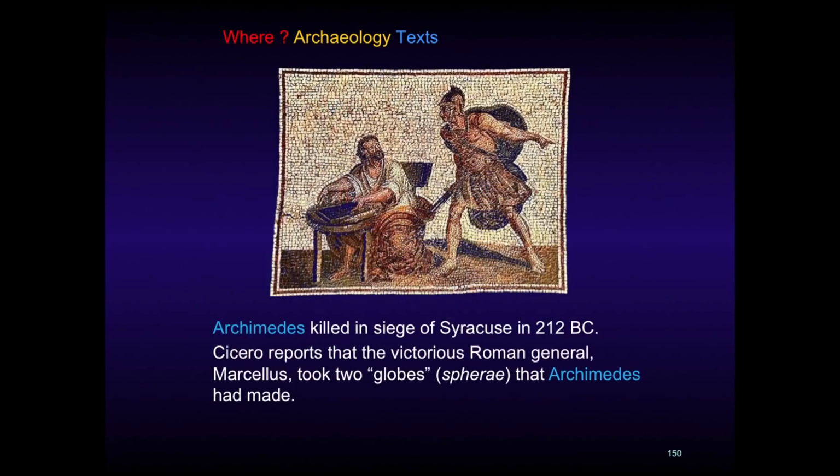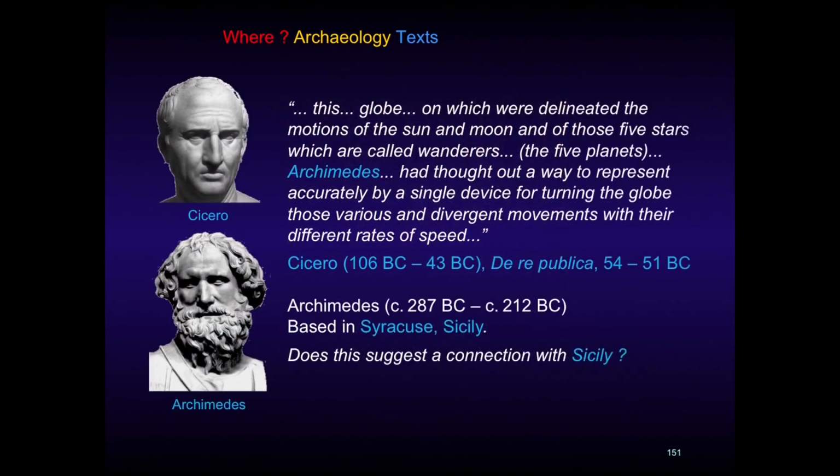But Cicero also wrote about Archimedes. Archimedes was killed in the siege of Syracuse in 212 BC, and Cicero reports that the victorious Roman general Marcellus took just 2, they were described as globes, sphaerae, which are thought to refer to these sort of mechanisms that Archimedes had made. And again, the description sounds just like the Antikythera mechanism.